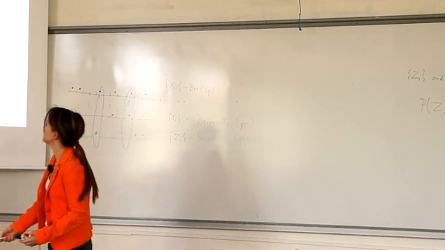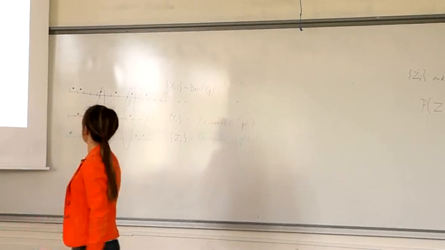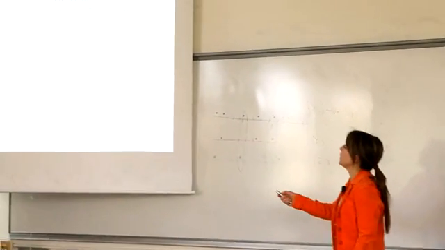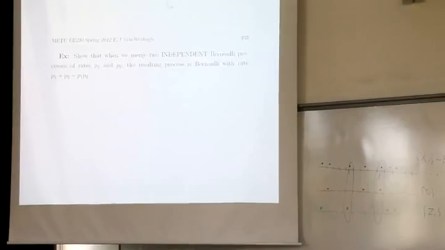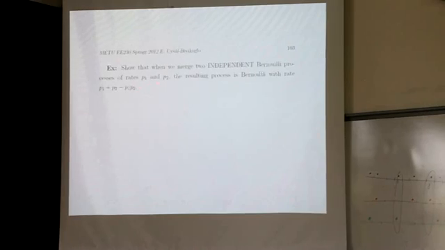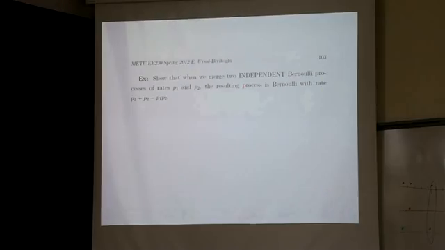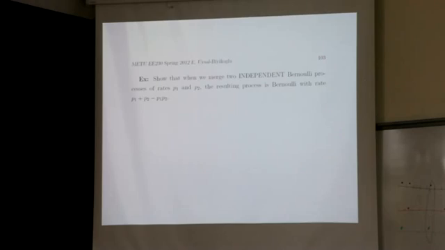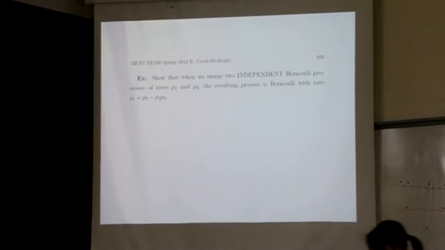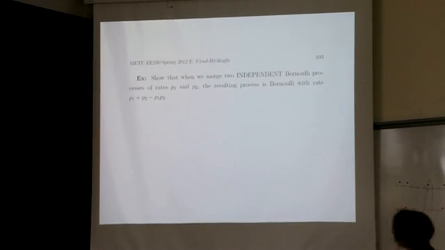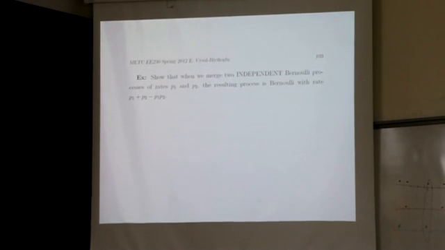So here's the example. Show that when we merge two independent Bernoulli processes of rates p1 and p2, the resulting process is Bernoulli with this rate, p1 plus p2 minus p1 p2. Okay, so in this case, we're doing the reverse.